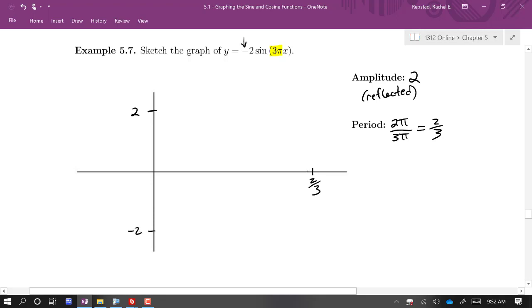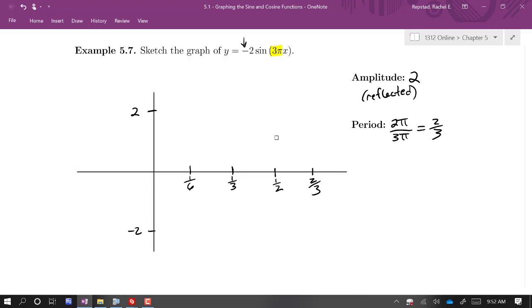Now let's finish marking out the period. So we're going out to 2/3. Half of that will be 1/3. Half of 1/3 is 1/6. And then here's how I do this. I've got 1 over 6, 2 over 6, 3 over 6. 3 over 6 is 1/2. And so those are my markings on the x-axis.